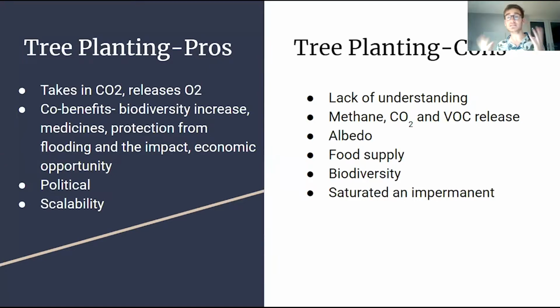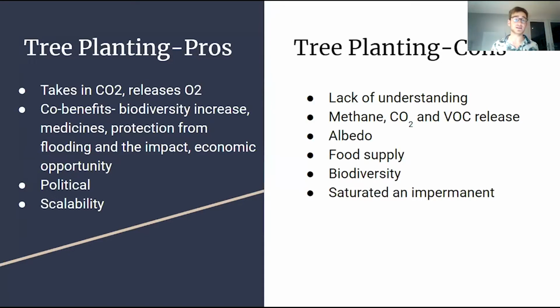And also, seemingly, there's a degree of scalability to this as well. We can plant a lot of trees, it is possible. We've cut down a lot of trees, and if we replanted them, that's called reforestation. And if we planted trees where we haven't cut them down, that's called afforestation. But it seems like we can plant quite a lot of them. On the other hand, though, there's quite a large number of cons against tree planting.